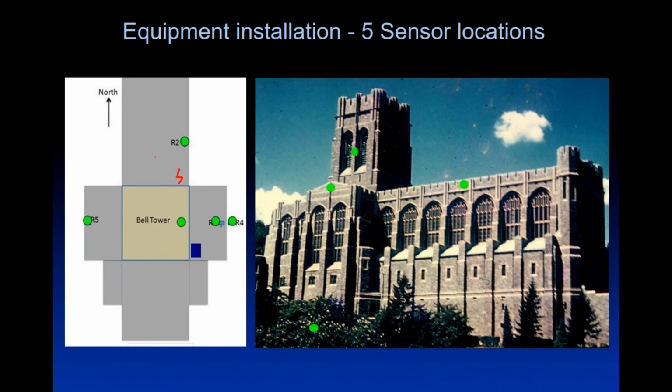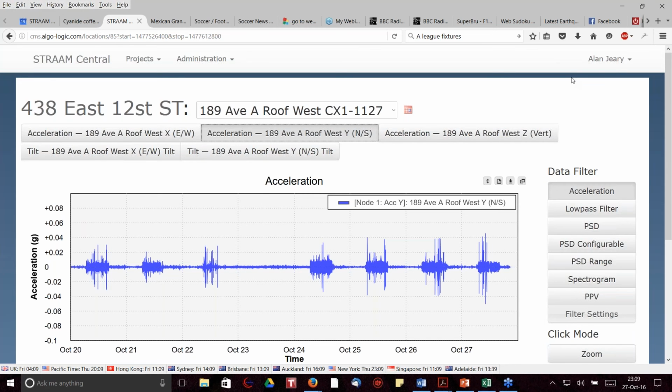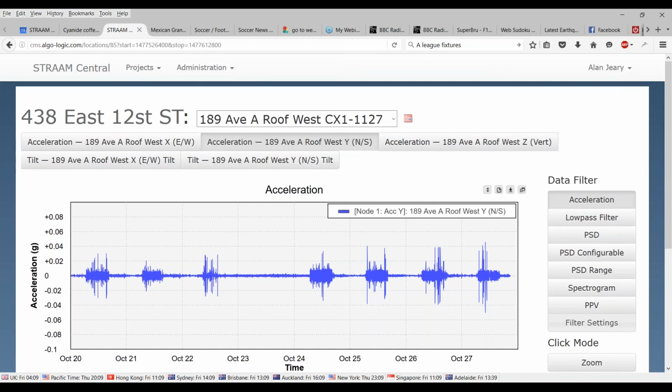Ladies and gentlemen, I'm going to come to a halt there with the presentation, but I would like just to show you, as I did say right at the very start, that we can do these things almost in real time. And let me go back to this. I am on the internet at the moment, and what we have here is Stram Central. Now this is actually a signal which is coming off a building in New York City. It's on 12th Street, 438 East 12th Street.